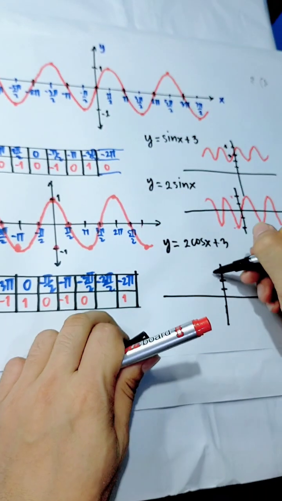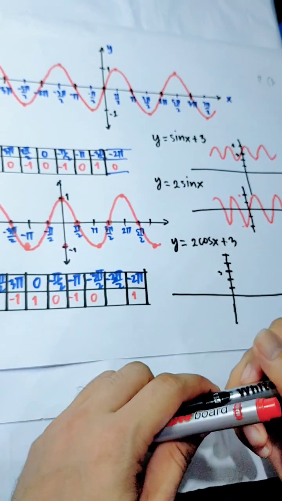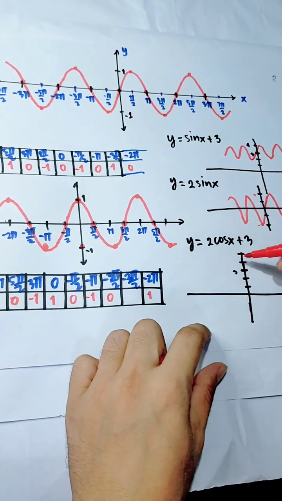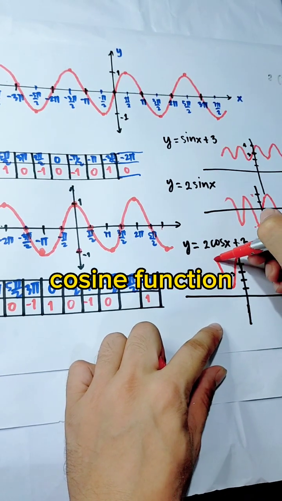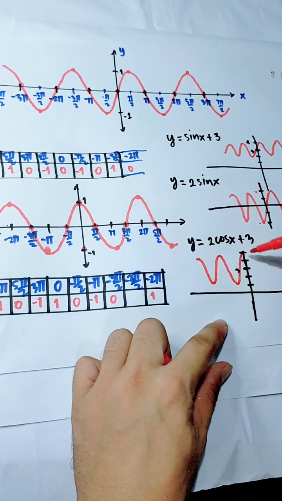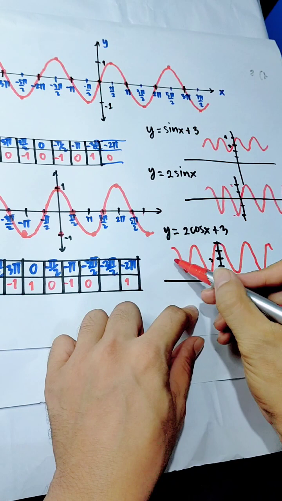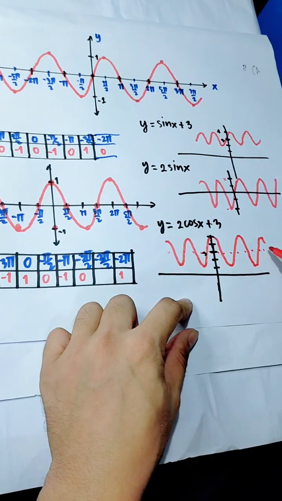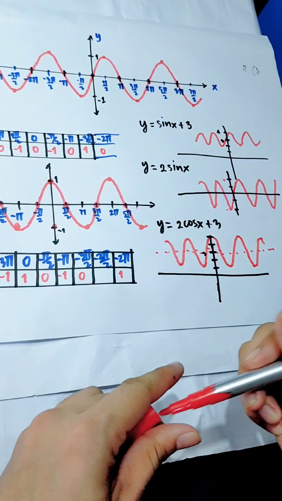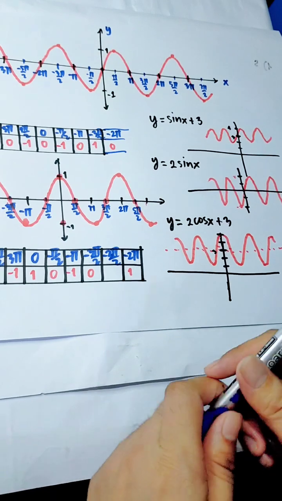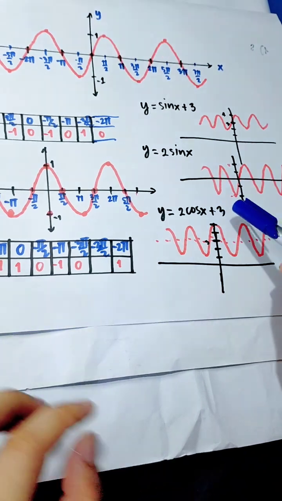So by the way, this is our 3. Let's add 2 more. Okay, like that. So our function now will look like this. It's being translated at y equals 3. Okay, so it's translated like that. And okay, that is the graph for y equals 2 cosine x plus 3.